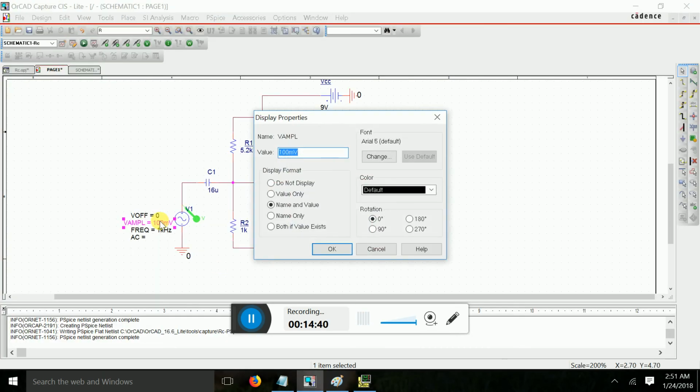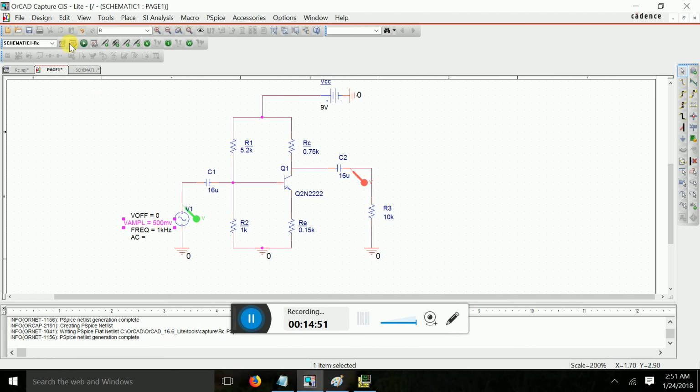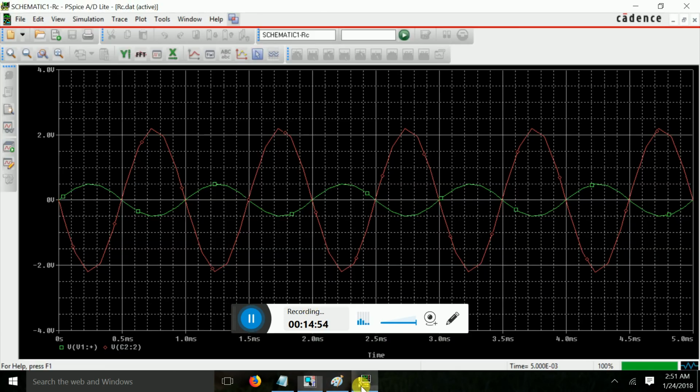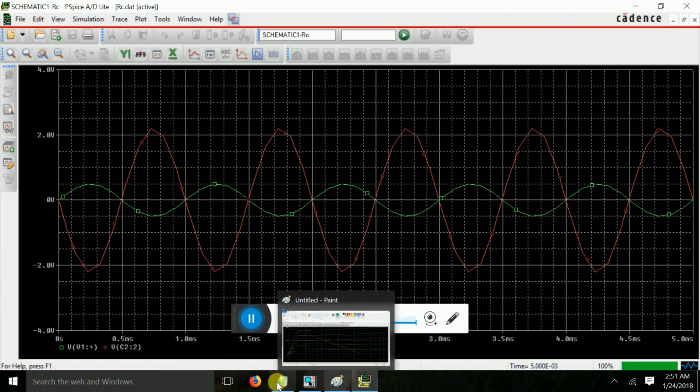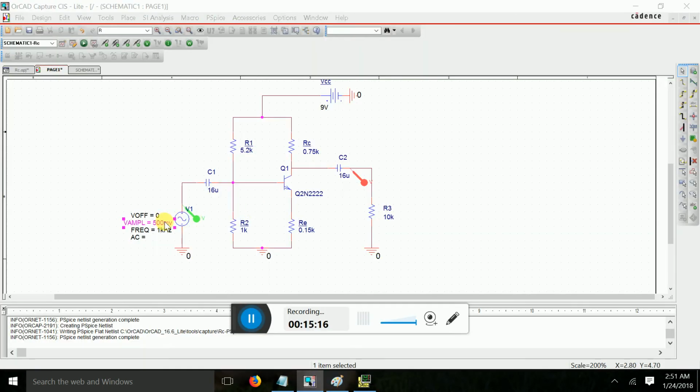But here if you change the signal amplitude to 500 millivolts, you will have the output like this. So it is coming 2.5 because 500 into 5 is 2500 millivolts, which means 2.5 volts. But whenever you apply 1 volt here, you will find this type of distortion.